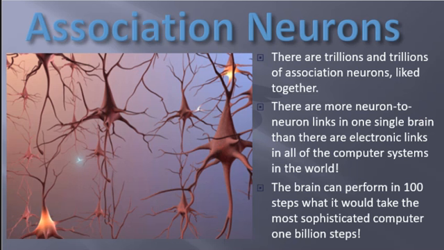A lot of them are packed inside the brain. There are trillions and trillions of association neurons, all linked together. There are more neuron-to-neuron links in one single human brain than there are electronic links in all of the computer systems of the whole world. Wow, it's pretty amazing. So our brain is so far superior to this thing, my computer right here, although sometimes it feels like our computer is smarter than we are, doesn't it? Well, our capability, our potential is much greater than this.